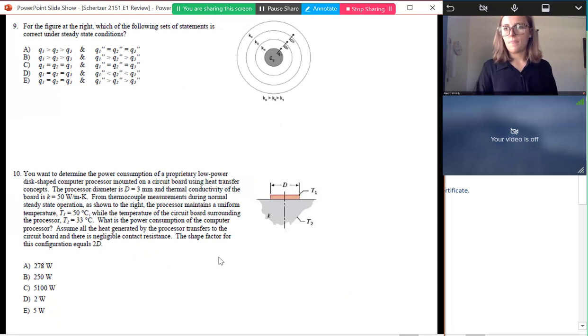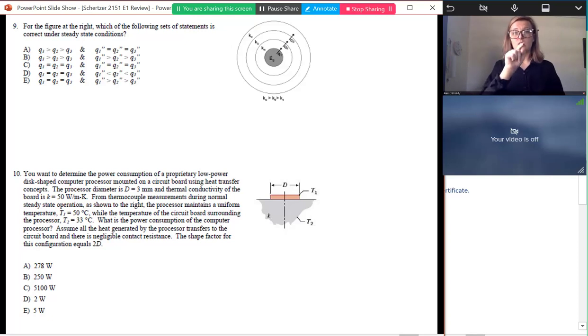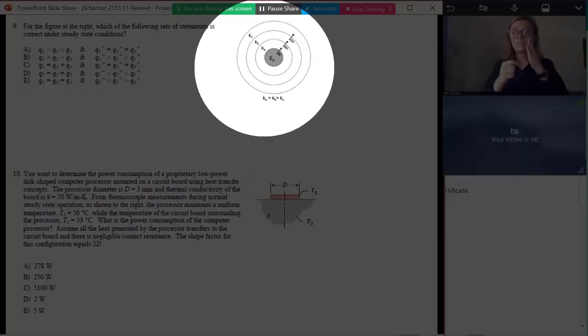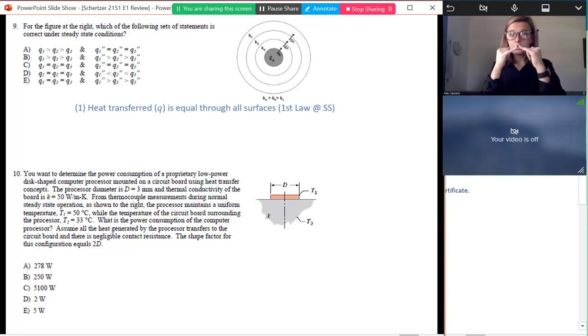Question 9. I think this is a good one conceptually. So it says, for this figure to the right that's shown up here, which of the following sets of statements is correct if the system's at steady state? And then it tells us something about what's going on with the heat that gets transferred at each one of these boundaries. And what about the heat flux?